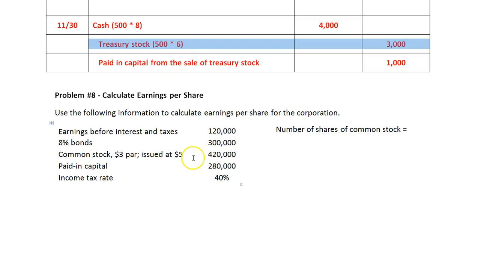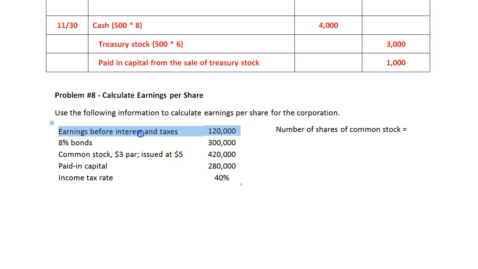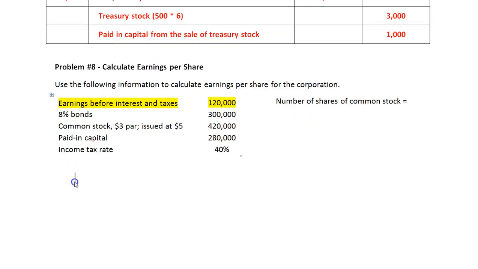Alright, we basically have the last problem here, which is the earnings per share problem. This is also from Chapter 11. This starts off with a number, and if you get into finance, you're going to hear this number a lot. It's called EBIT, E-B-I-T. It stands for earnings before interest and taxes. This is our starting point for the calculation, and it gives us 120,000.